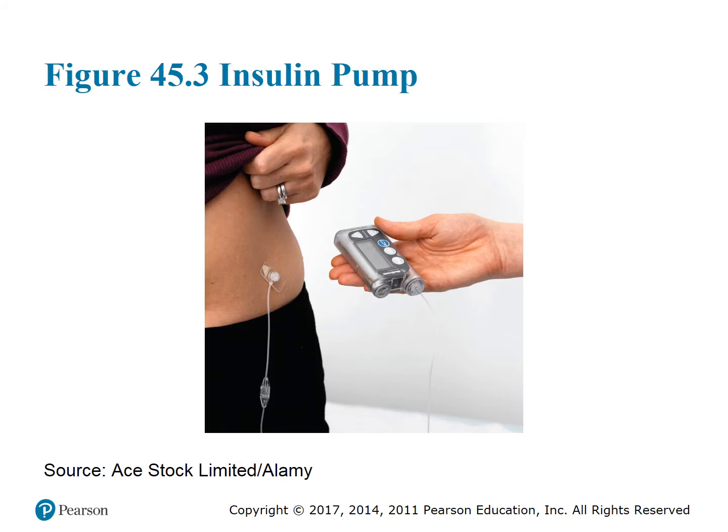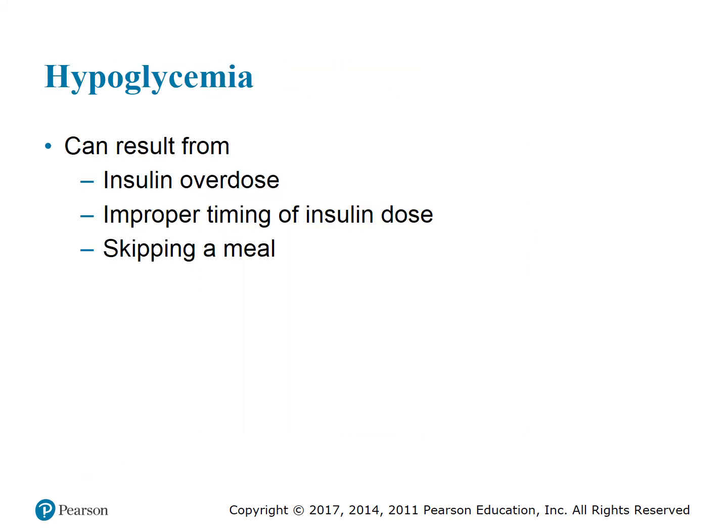Next slide. I showed you the pump on the page, so we're just going to move along. Hypoglycemia, we got that. Insulin overdose, improper timing, skipping a meal. Exercising without eating. You're an athlete. You go out there, you forgot your granola bar and your Gatorade at home. You start running your track, and you're a type 1 diabetic. You're in trouble, right? Because what does exercise do? It's eating up the sugar that's needed for the energy for you to run. I think that's pretty logical, wouldn't you say?